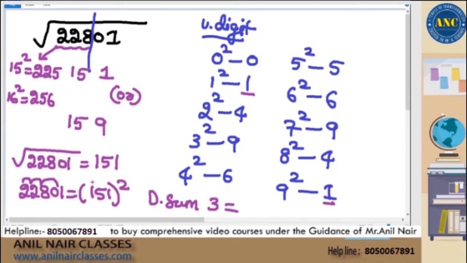Right hand side also. 1 plus 5, 6. 6 plus 1, 7. 7 square is 49. 4 plus 9. I hope it is clear.